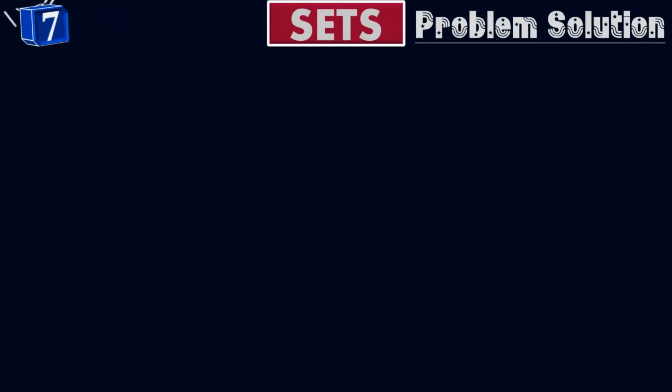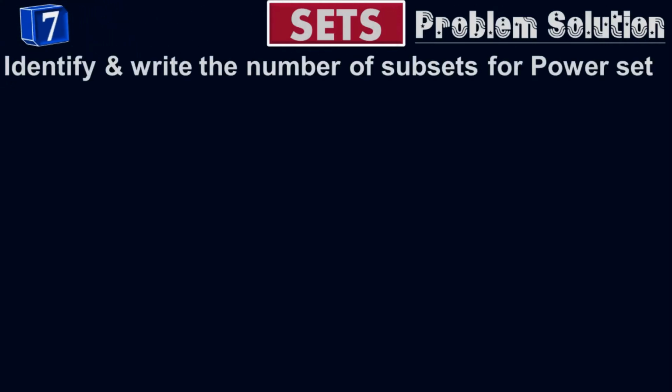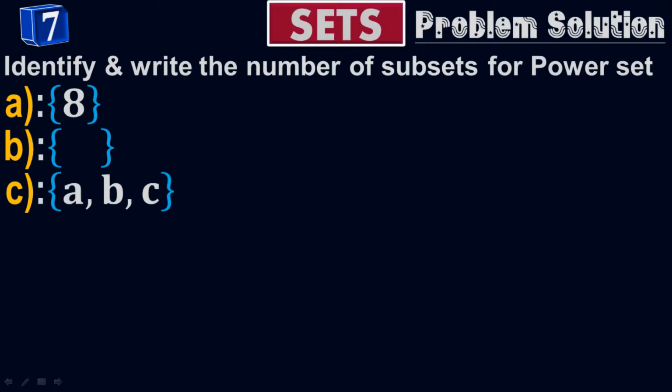Problem number 7. Identify and write the number of subsets for power set. We're going to first identify the number of subsets and then we're going to write them. Part A is the set of 8. Part B is the set of empty set. Part C is the set of alphabets A, B, C.